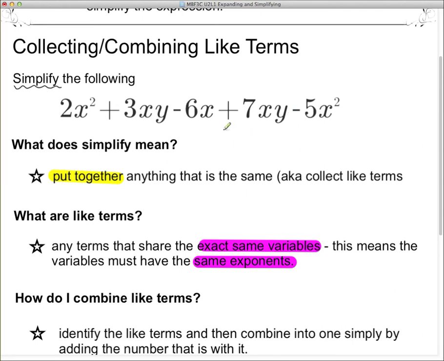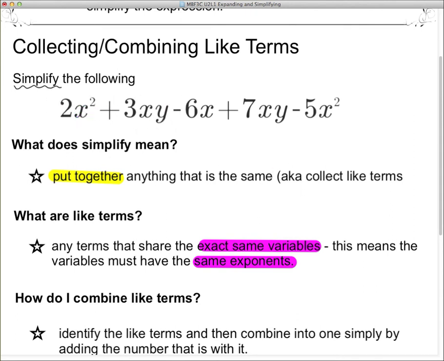Well, we have an x here and there's an x here. Now the problem is those two things aren't like because this term has a squared and this x doesn't have a squared. Also, this term here has a y, so that's not going to work. Okay, those two things are not like terms.